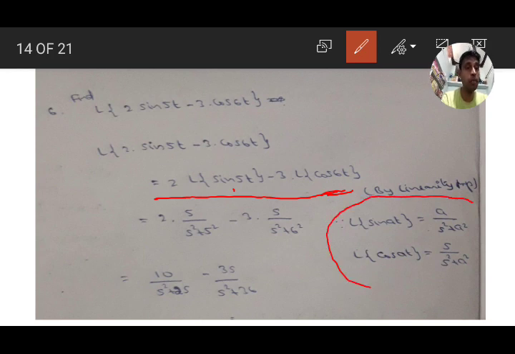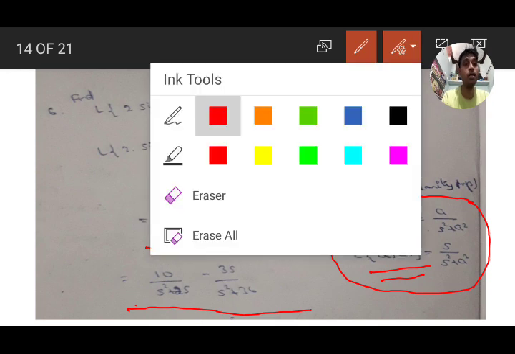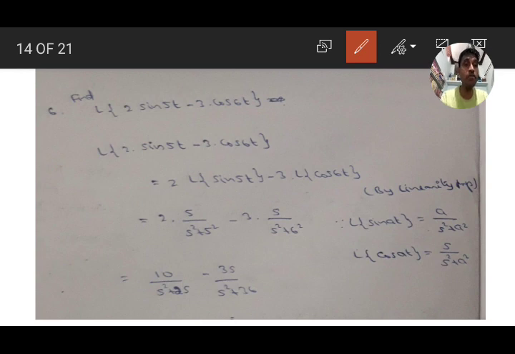So the standard formula: L of sin at is a by s square plus a square, L of cos at is s by s square plus a square. So substituting these formulas, sin 5t means 2 into 5 by s square plus 5 square, cos 6t means s by s square plus 6 square, and on simplification 2 into 5 is 10, we get 10 by s square plus 25 minus 3s by s square plus 36. Okay, this is the formula. First we apply the linearity property, then apply the standard formula and simplify, and we get the answer. Okay, understood. We will do the next problem.